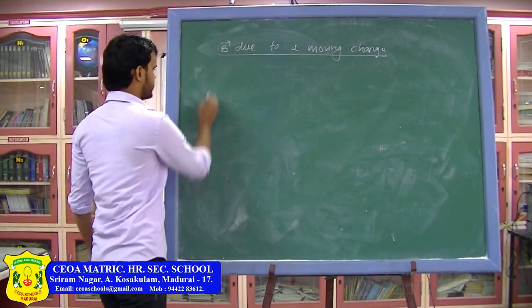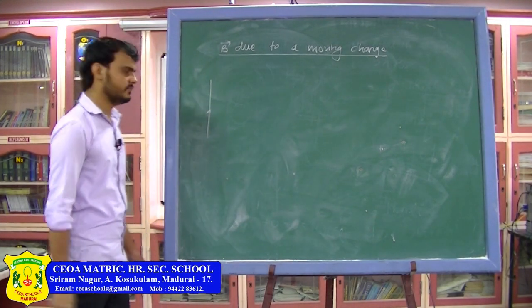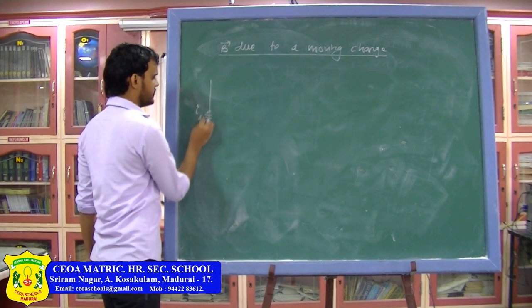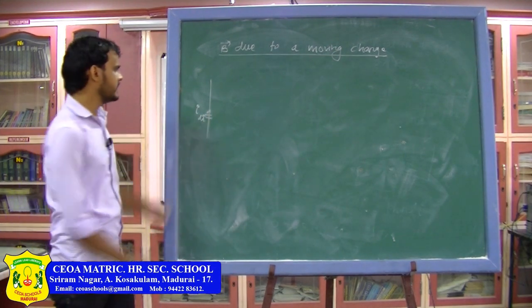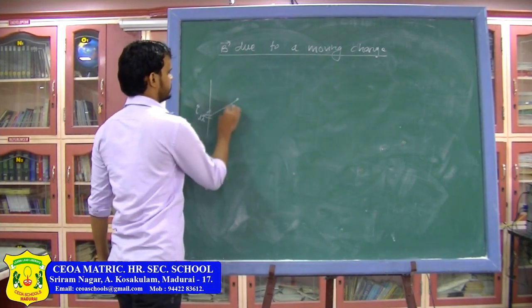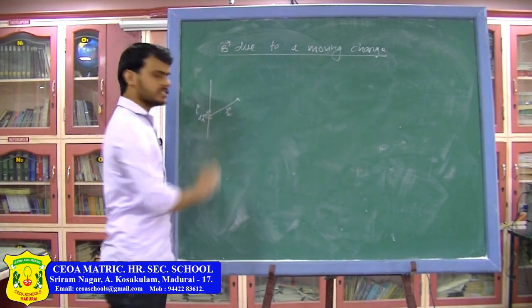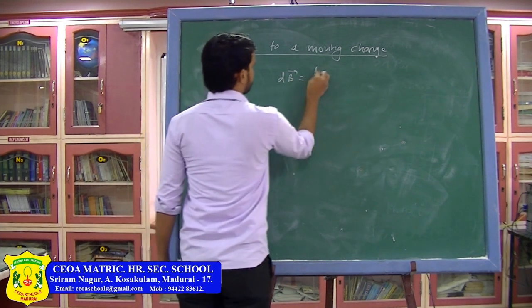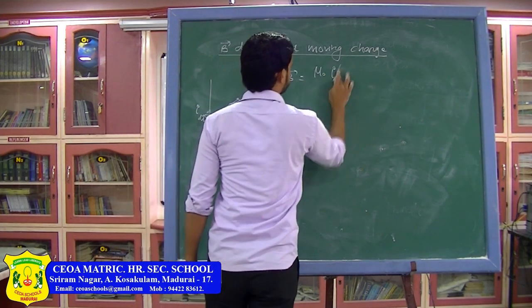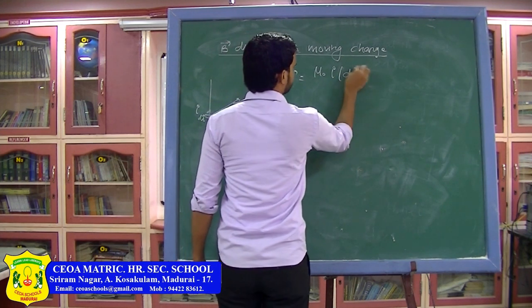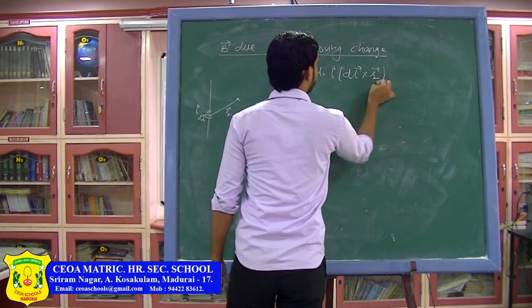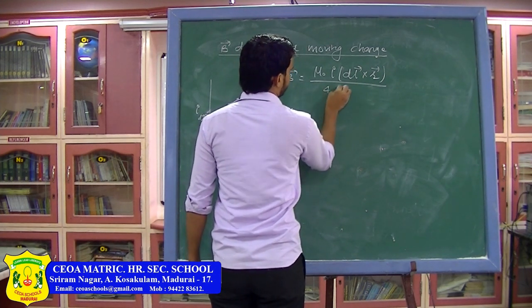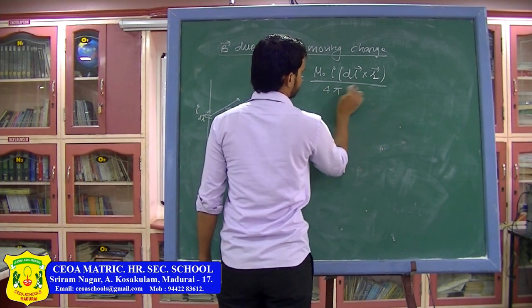Now if you remember, to find the magnetic field due to a current carrying wire, we assume a very small current element which is dl, and due to this dl at a point which is at r distance from this current element, the small magnetic field can be written as mu naught I dl cross r vector divided by 4 pi r cube.